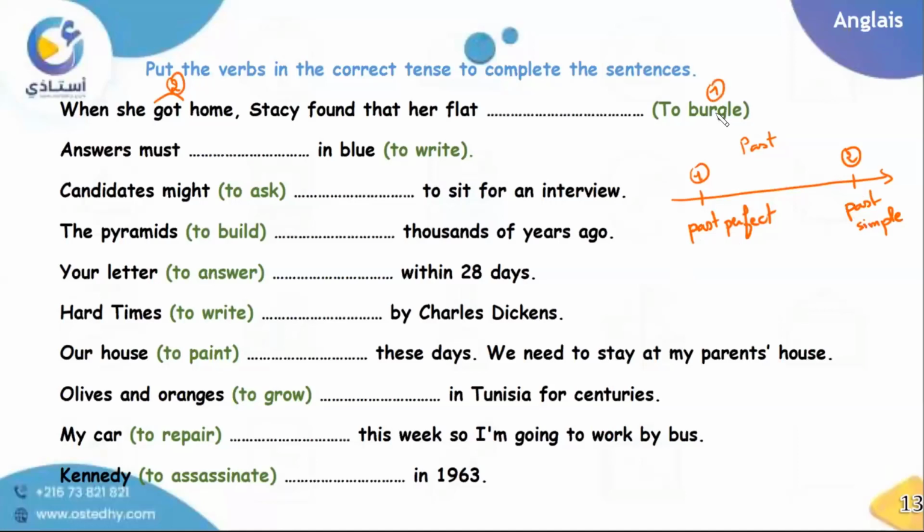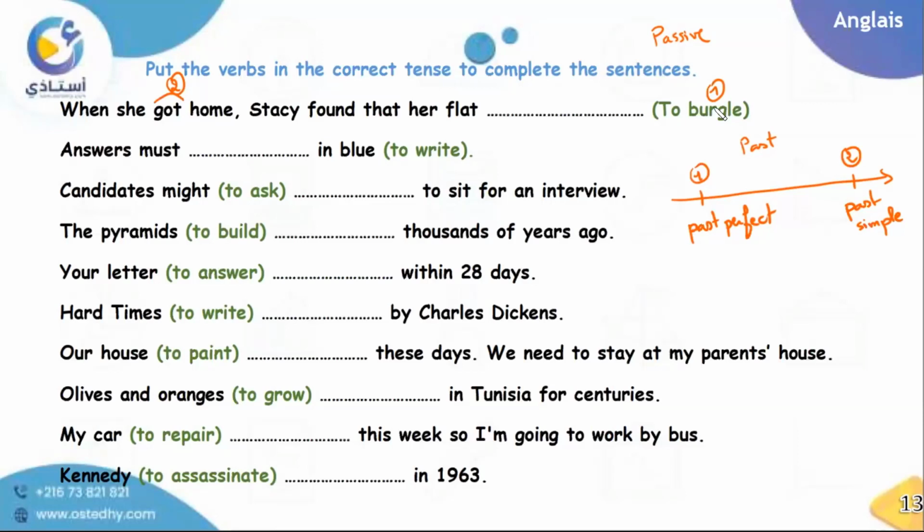So we need to put not this verb, of course, but the verb to be, where is the passive here. And the only thing that changed in the passive is the verb to be. The other verb, which is burgle, needs to be in the past participle.